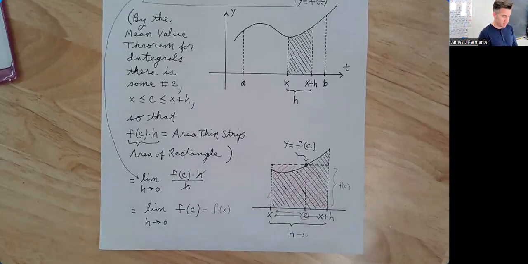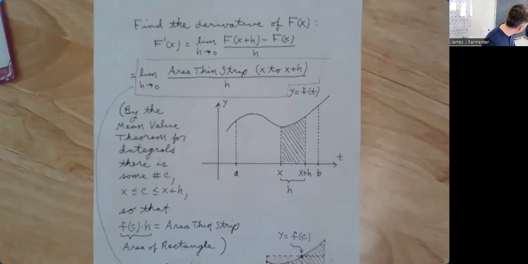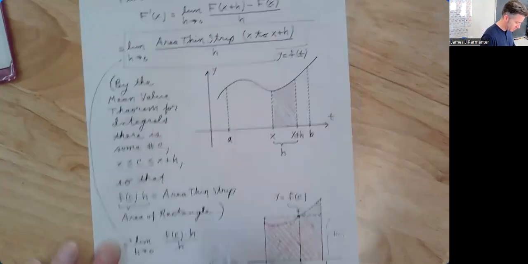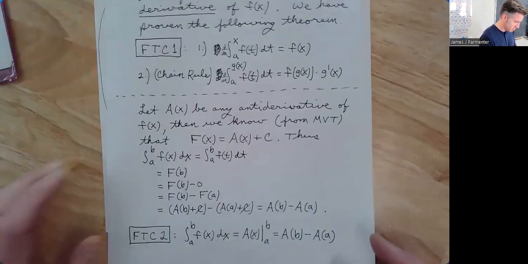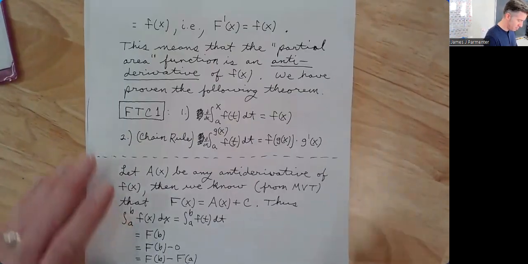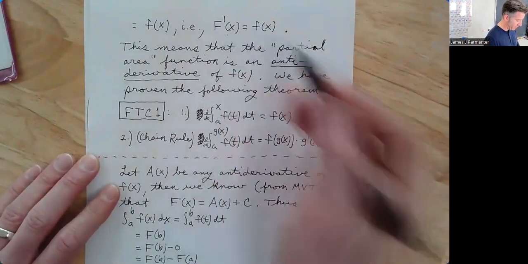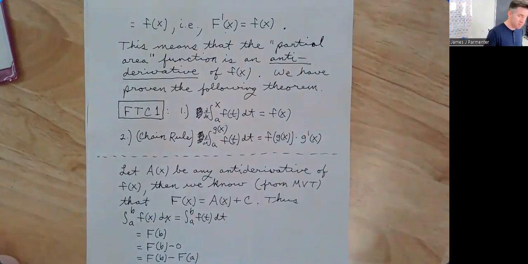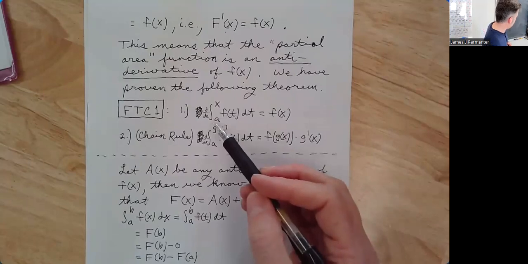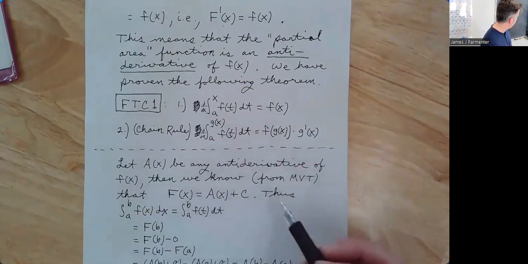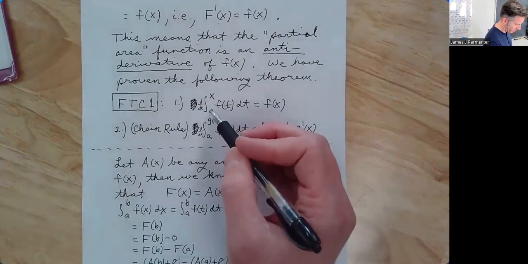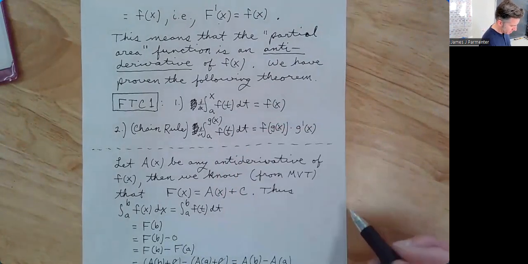But that shows us that the derivative of capital F is equal to little f. Or in other words, F prime of x is equal to f of x. And so this is the fundamental theorem of calculus part 1, which says that if you take the derivative of the integral from a to x of f of t dt, you get just the function inside there. I rewrote it and scratched out the capital D there because I'm just not a fan.